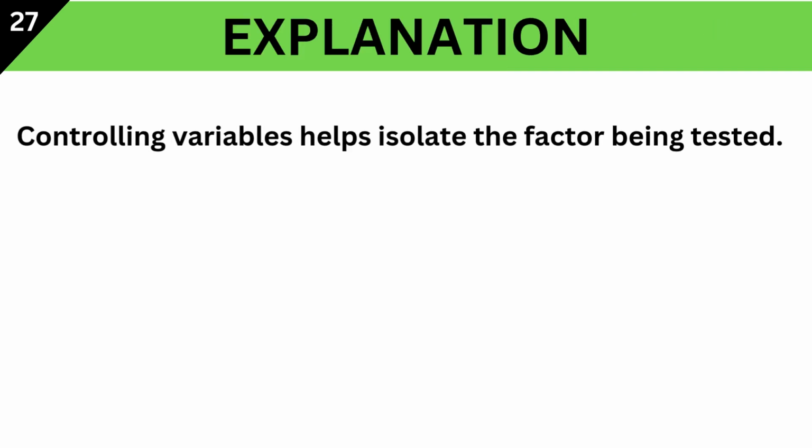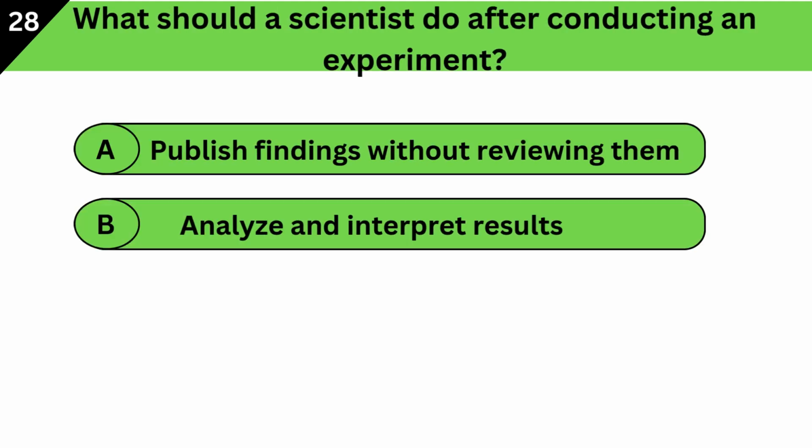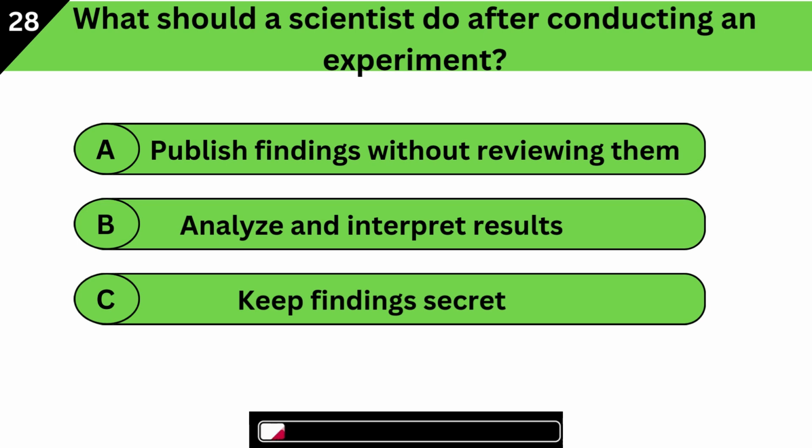Explanation. Controlling variables helps isolate the factor being tested. What should a scientist do after conducting an experiment? Option A, publish findings without reviewing them. Option B, analyze and interpret results. Option C, keep findings secret.